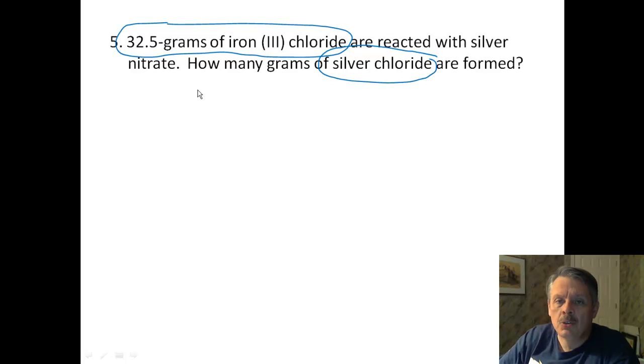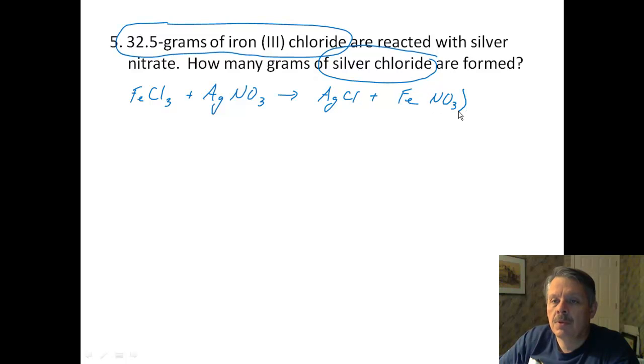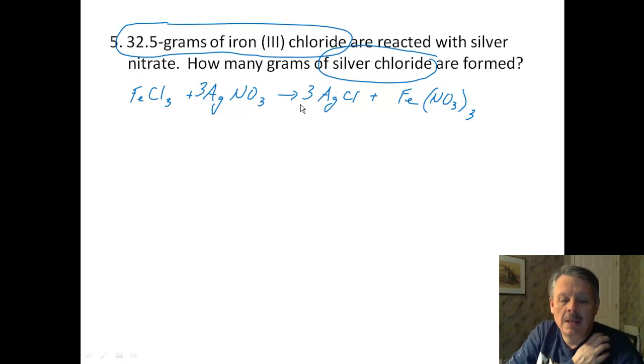All right, so we have some clues as to our balanced chemical reaction. So we're reacting iron 3 chloride, so that's FeCl3. And they're reacting with silver nitrate, which is AgNO3. And we're producing silver chloride, which is AgCl. Plus we're producing iron 3 nitrate. So I have to have 3 of those. Okay, well, if I've got 3 of those, I have to have 3 of these, which means I have to have 3 of those, which gives me 3 chlorines, 1 iron. I am now balanced.